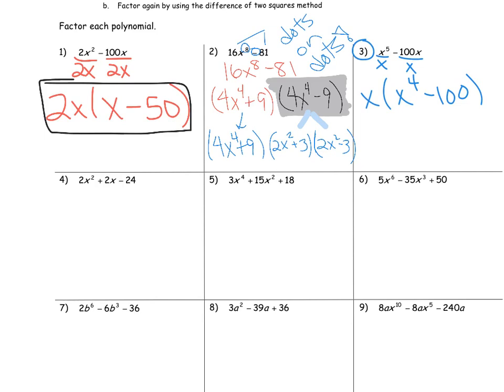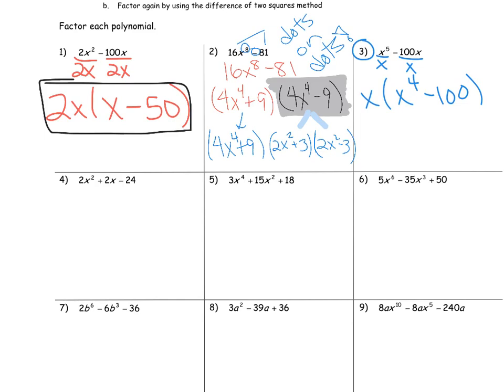Yes. x to the fourth minus 100 is a DOTS question. Again, the exponent is even. 100 is a perfect square. x to the fourth is a perfect square, and I have subtraction right in the middle. Awesome.